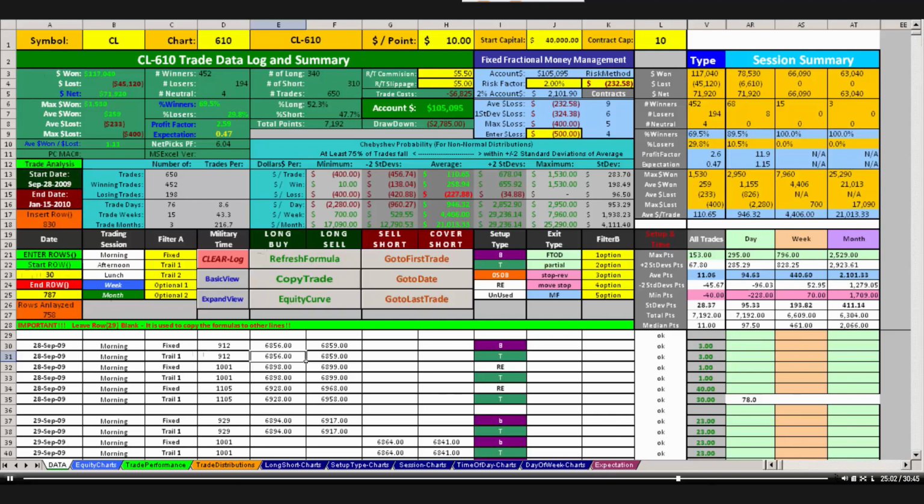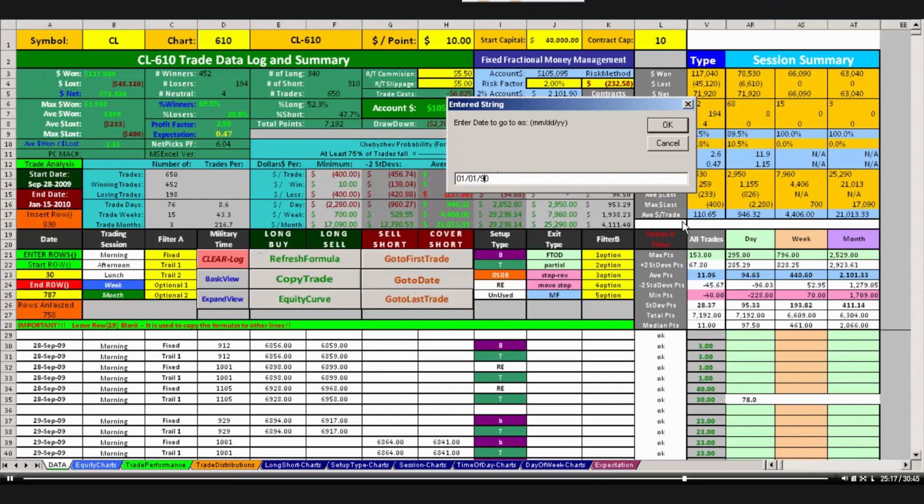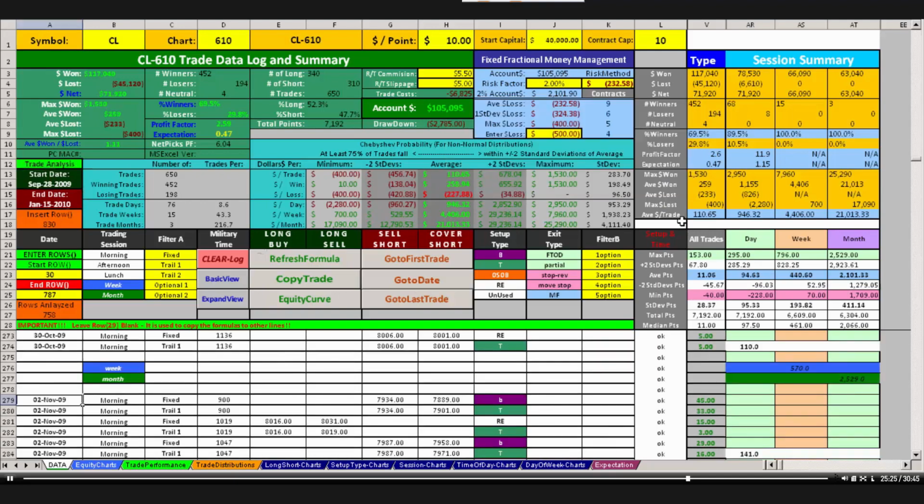Let's look at the November trades, for example. So we want to get the November trades. In some cases, I just type a number in there and it'll tell me what the date is. But what we might do is go to date. Let's say we want to go to November 1st. So 11/1 of 2009, and we can see that that's line 279 for the first trade in November.